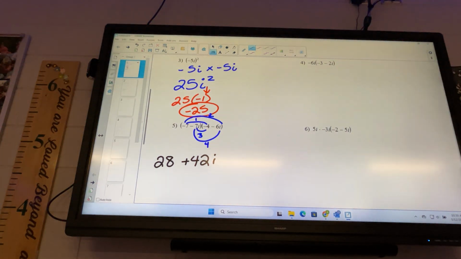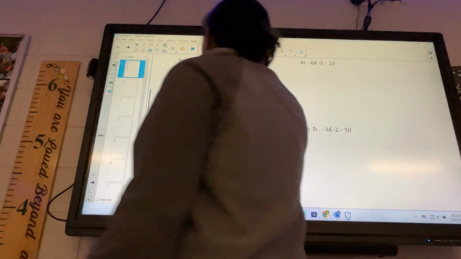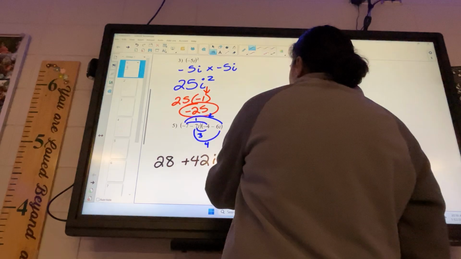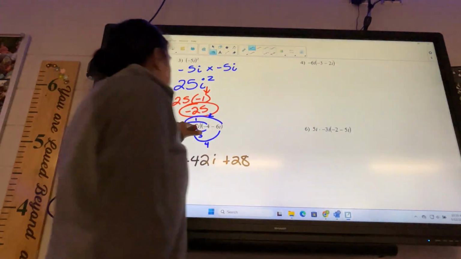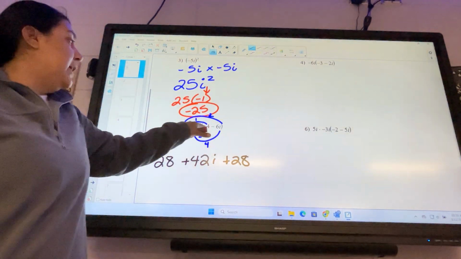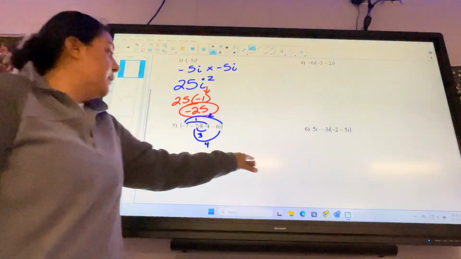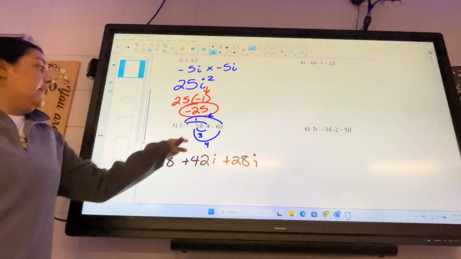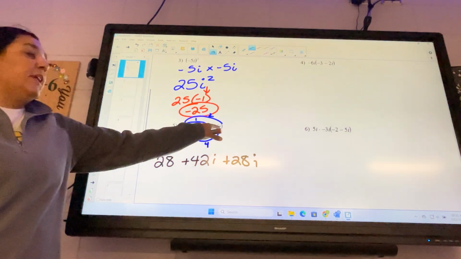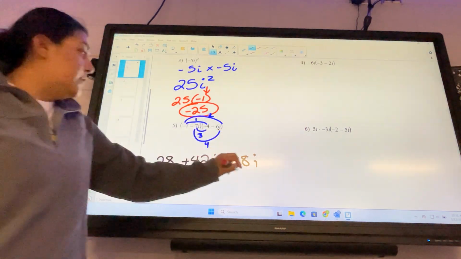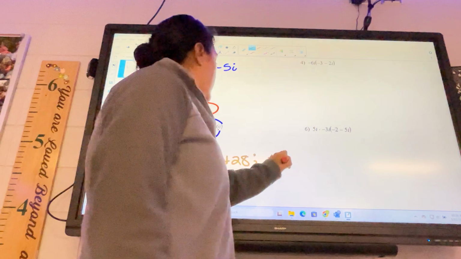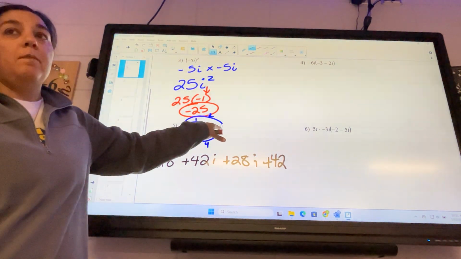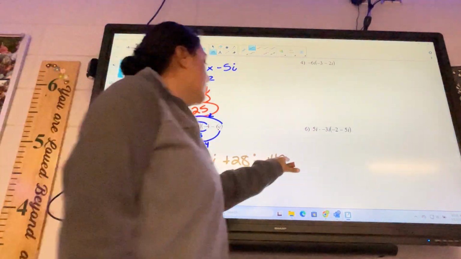Then we do the third part. -7 times -4 is positive 28. How many i's does it have? None and one, so it's going to be 1 i. And then lastly, -7 times -6 is 42. How many i's does it have? 1 and 1, so it's going to be i squared.